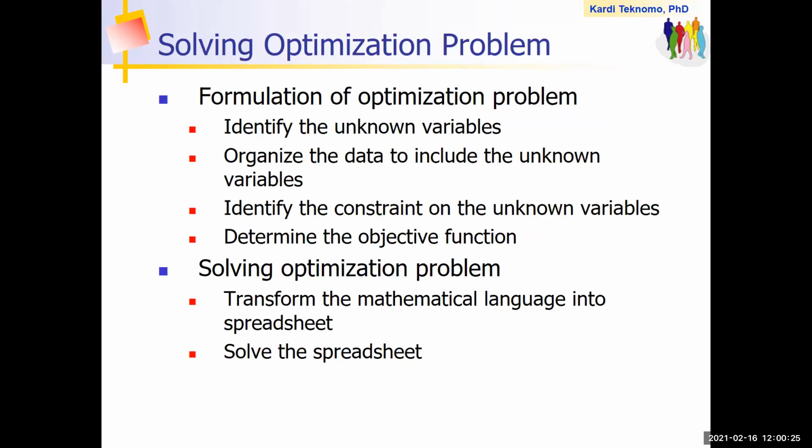Now, solving optimization problems consists of two parts. Number one is to formulate the optimization problem. First, you identify the unknown variables. These are the decision variables. Second, you organize the data to include those unknown variables. Third, you identify the constraints on the unknown variables, and then you determine the objective function. So these are the four steps that you need to follow. Next, after that, you solve the optimization problem. This is easy. First you transform the mathematical language into a spreadsheet. After that, you solve using the spreadsheet. This is what we will do in this hour.